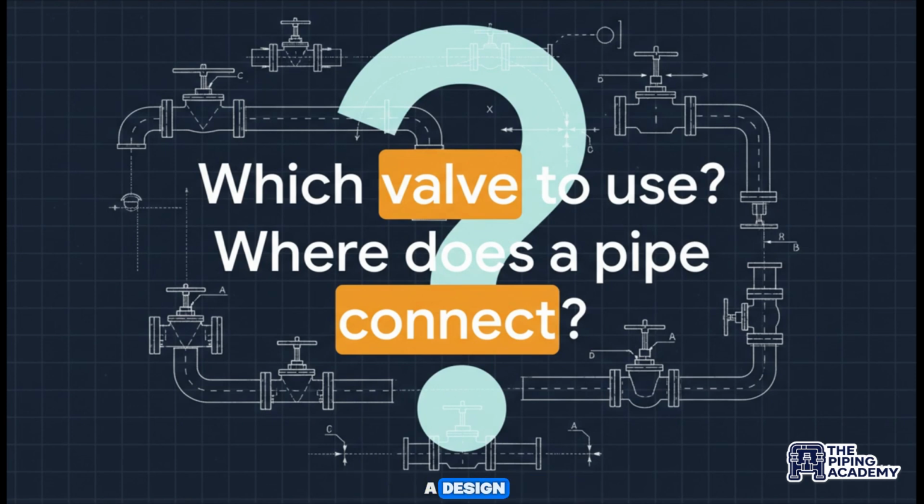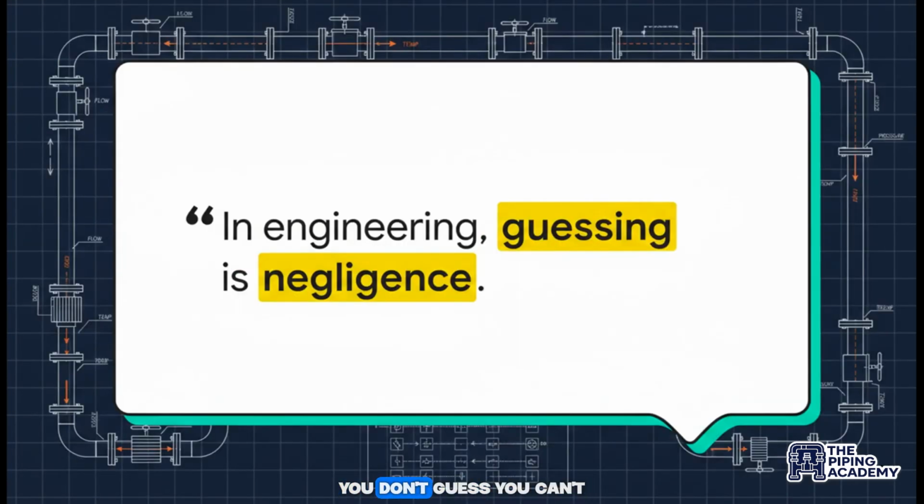When you're in the middle of a design, how do you actually know which valve to use or which specific line needs to be x-rayed for inspection? And, a really basic one, how do you know if a pipe is supposed to connect to pump A or pump B? Well, one thing's for sure, you don't guess. You can't. In our world, in engineering, guessing isn't just a mistake, it's negligence.